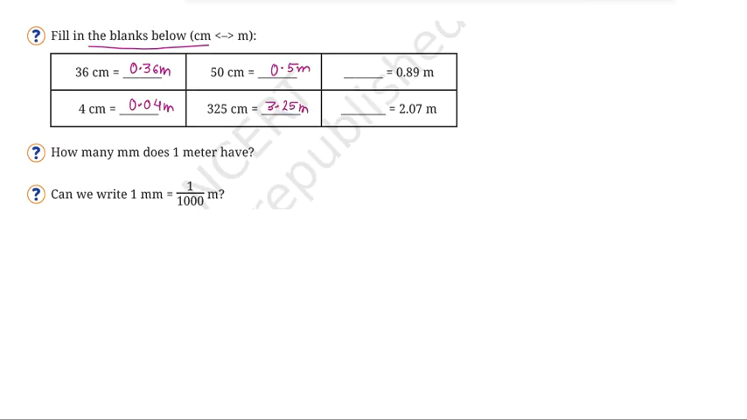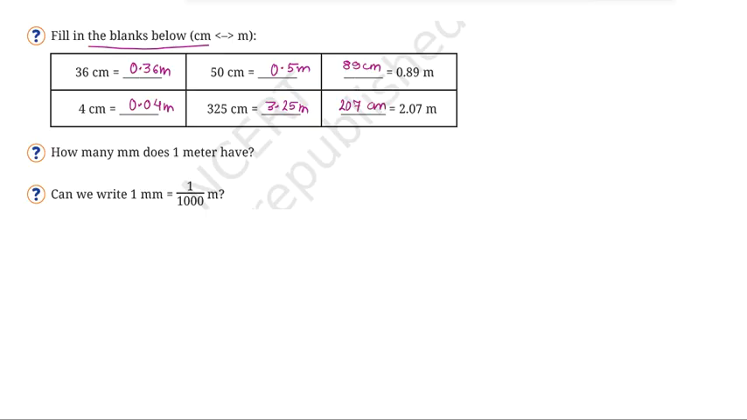0.89 meters है और इसको हमें कन्वर्ट करना है सेंटीमीटर में, so it should be 89 centimeters. And 2.07 meters है, तो अगर आपको इसको सेंटीमीटर्स में कन्वर्ट करना है, so you are going to multiply it with 100, so it should be 207 centimeters.